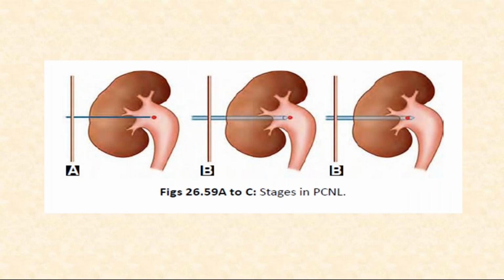So these are the stages of PCNL. The stone is present in the renal pelvis, so they are approaching like this. This is the diagram showing the stages of removing renal calculi. That is called PCNL, percutaneous nephrolithotomy. Sometimes they may ask you short notes.